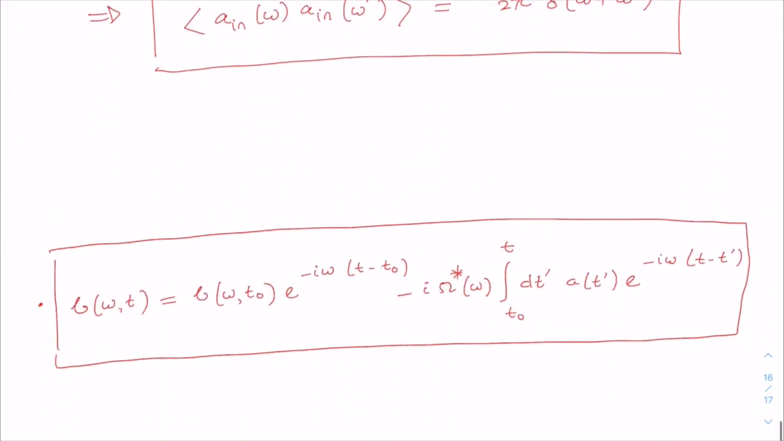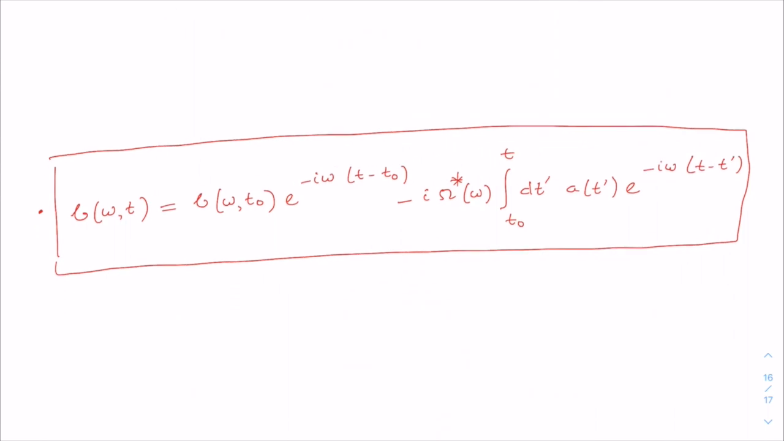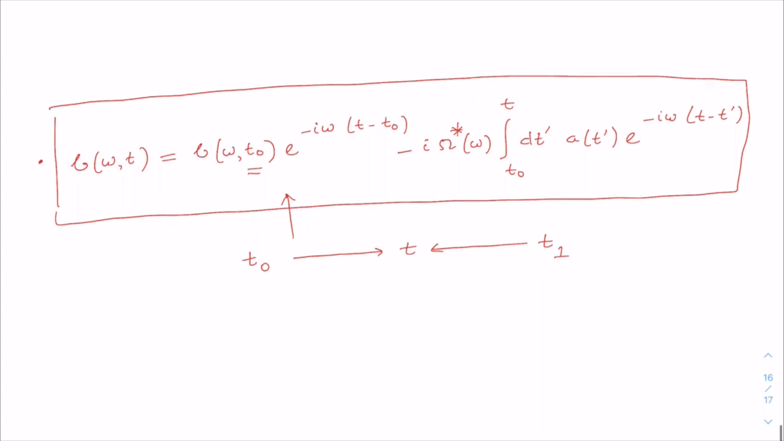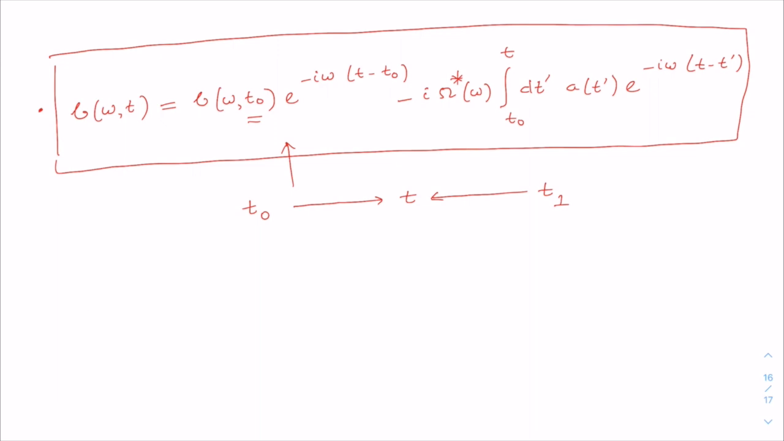Now in contrast to the Langevin solution, we can write another solution in terms of a final time t1 rather than the initial time t0. While we have written this particular solution going from the initial time t0 to some instant of time t, we can have another solution where we go from the final time t1 to this time t. That means we can go in the backward direction in time. If we do that, then we'll get a solution of this type: b of omega t would be equal to b of omega t1 e to the power minus i omega t minus t1.